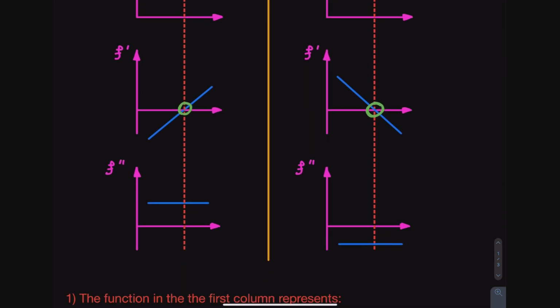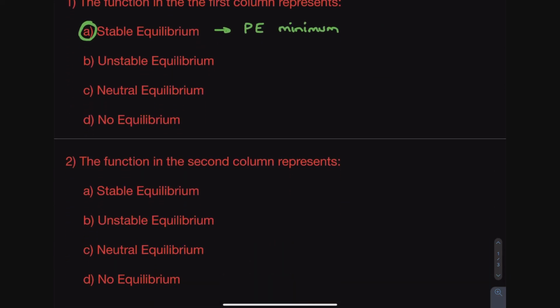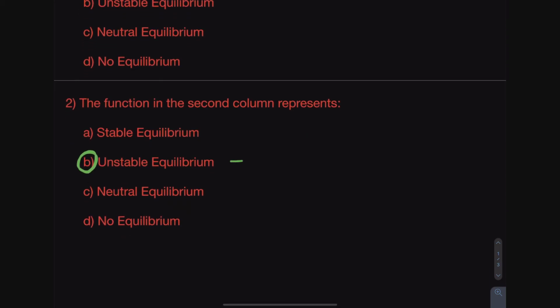So as we discussed in the theory, if we have maximum potential energy, this implies that we have an unstable equilibrium. So in this case, you're saying, Clayton, why is it unstable? Well, the potential energy in this case, so the PE, is maximum.